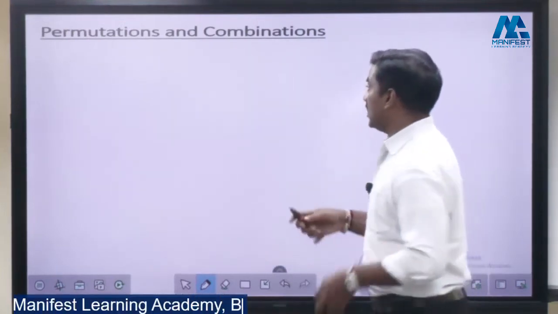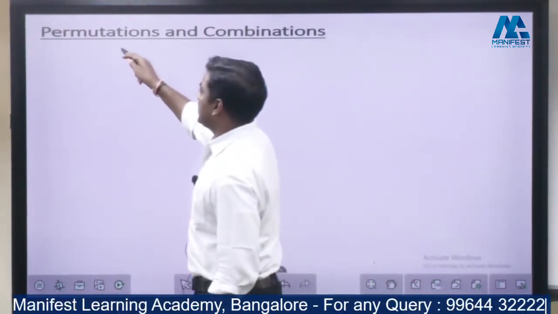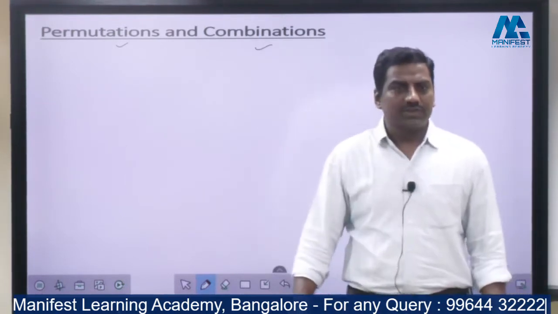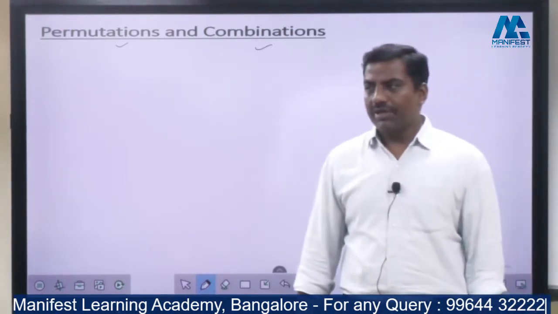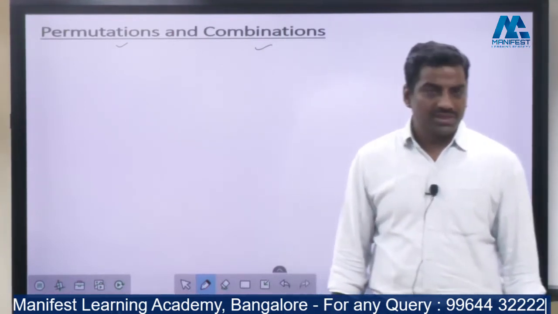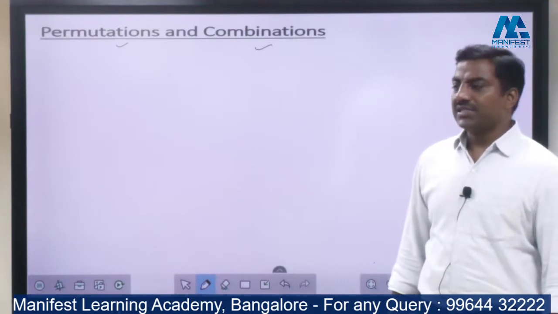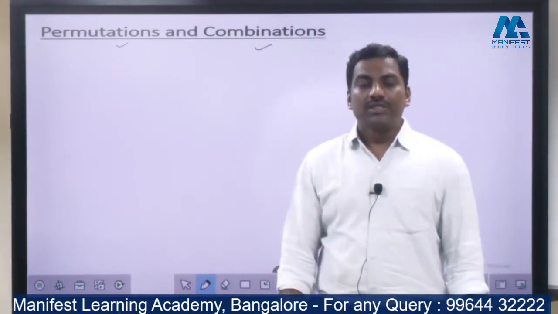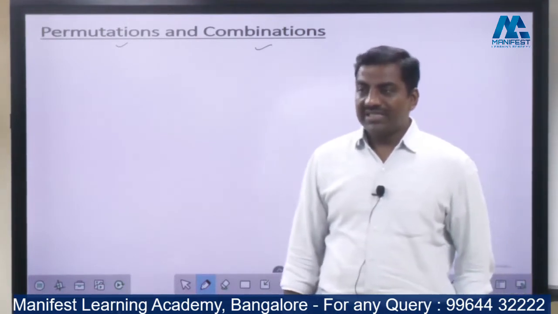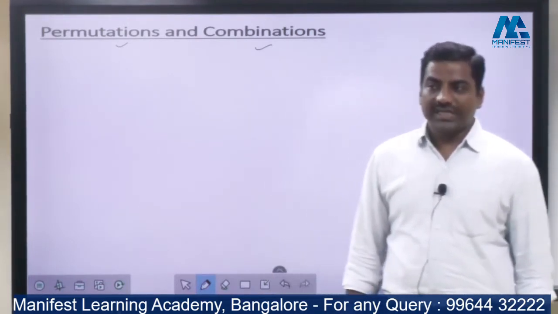First is permutations, next is combinations, but they are associated with each other. So we cannot learn permutations in isolation. We cannot learn combinations in isolation. We have to learn them together. There are many concepts which are basics for both the things.